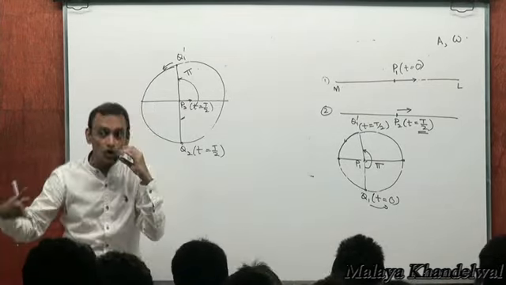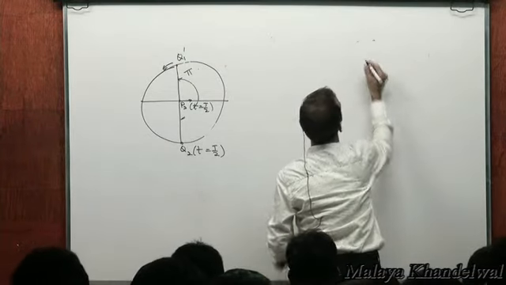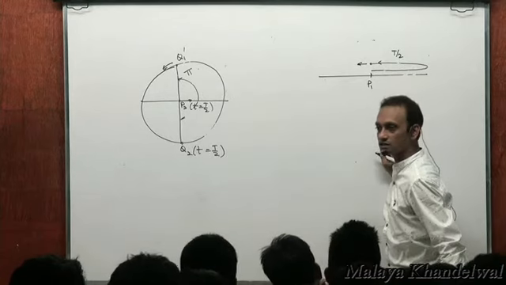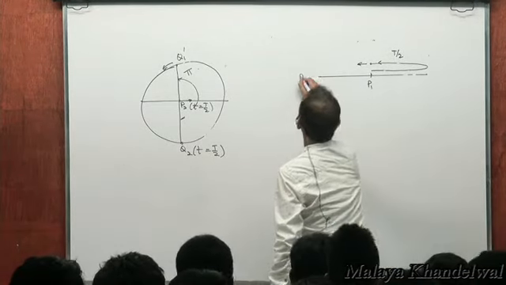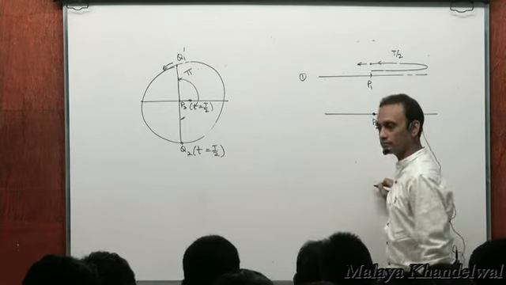Yes or no? Right? Which means, look, the first oscillator P1 in a time T by 2 does this, isn't it? In a time T by 2, the first oscillator does this, right? The second oscillator P2 is right here and is moving to the right, right?